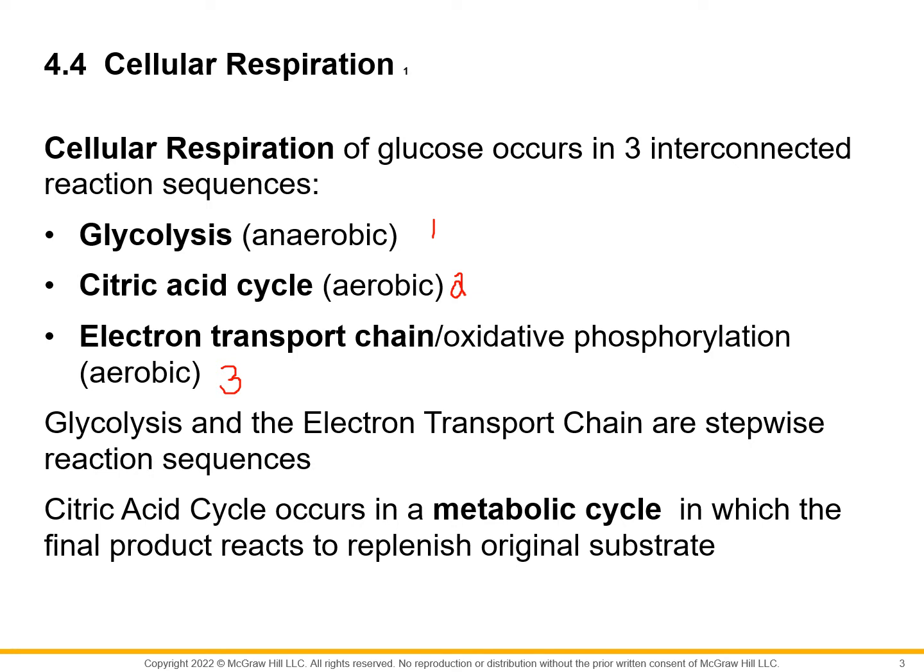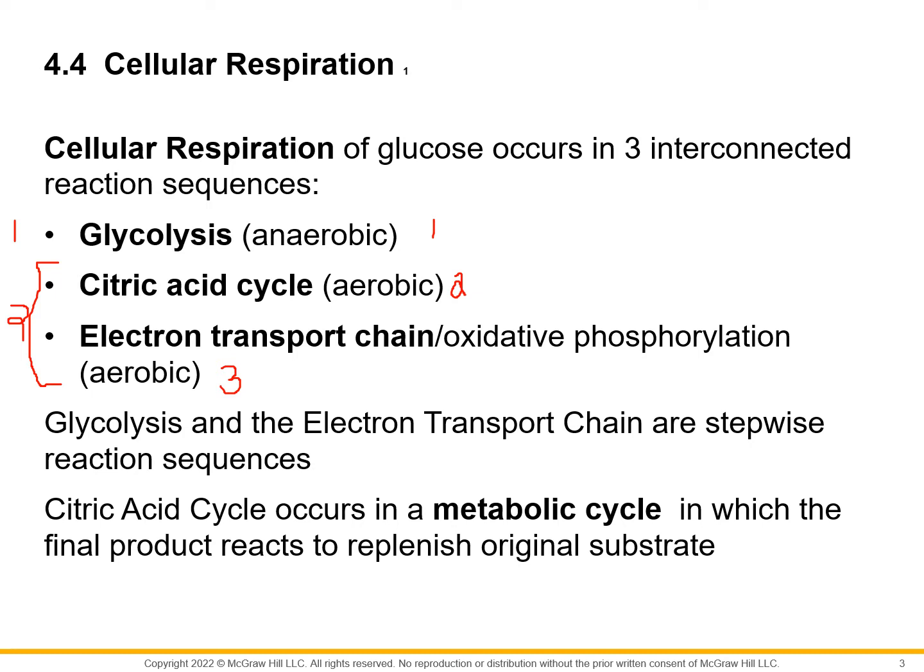So it's 3 steps, and there are 2 phases, all right? And we're going to come back to this, but the 3 steps are glycolysis, then it goes to the citric acid cycle, and then the electron transport chain.